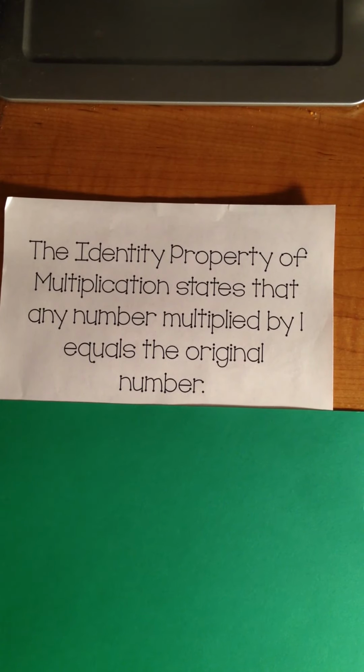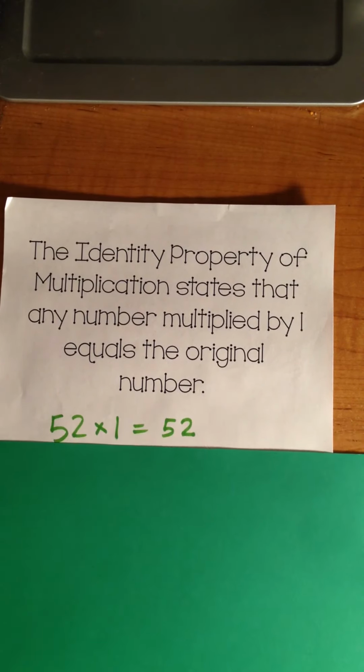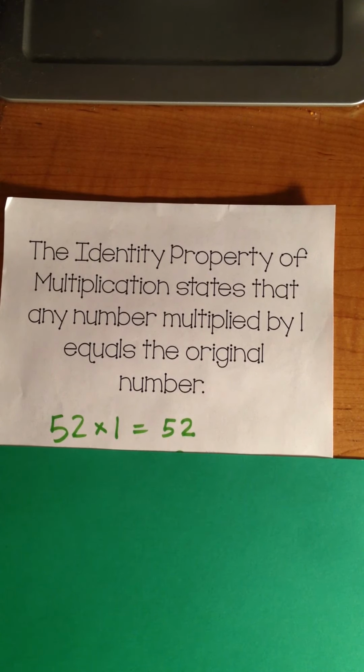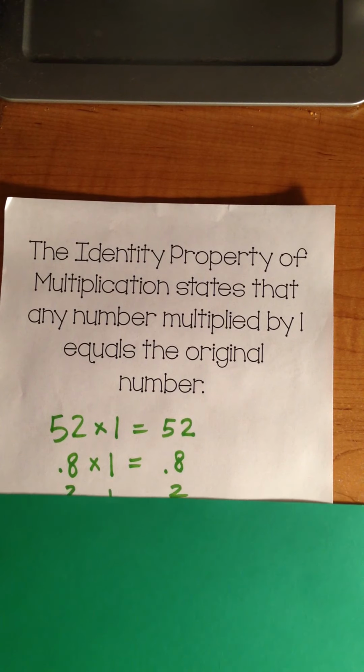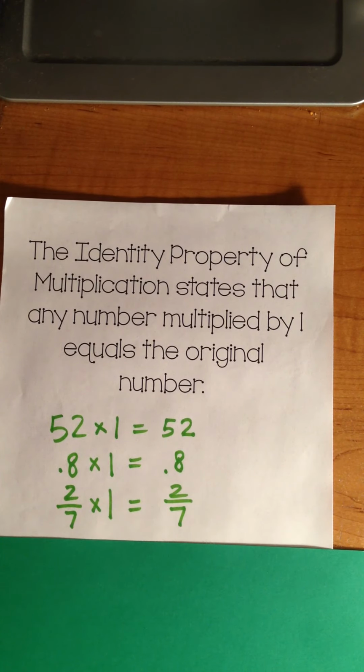Taking for an example, whole numbers, 52. 52 times 1 equals 52. You start with the original number being 52, you multiply by 1, you get the original number, 52. Works for decimals, 8/10 times 1 equals 8/10. Anything you multiply by 1 whole equals the original number. That's the identity property of 1. Same thing will work for fractions. Take a fraction, for instance, 2/7. 2/7 times 1 equals 2/7. We're going to use that idea today to write equivalent fractions.